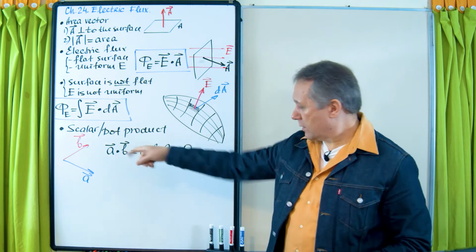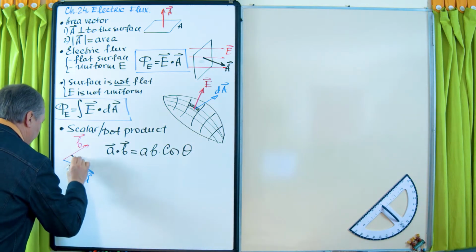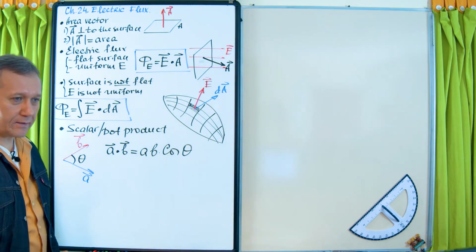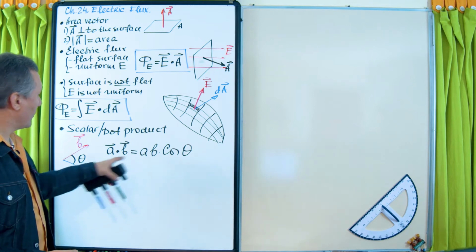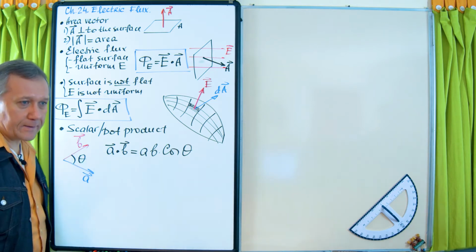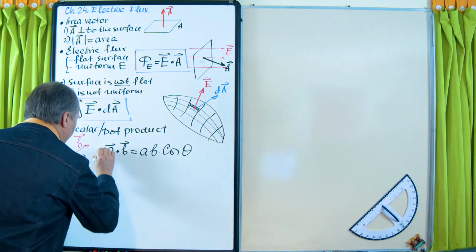Okay, so now in our picture, this is the correct angle, right? Because their tails are at the same point, and the angle less than 180 degrees is the correct one. So if magnitudes are given, you can use this formula. It's one way of calculating the scalar product.